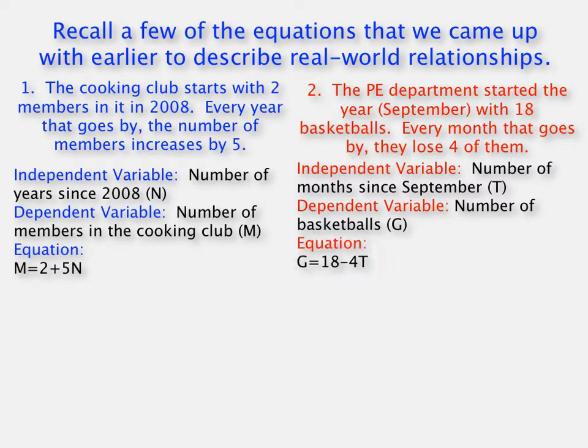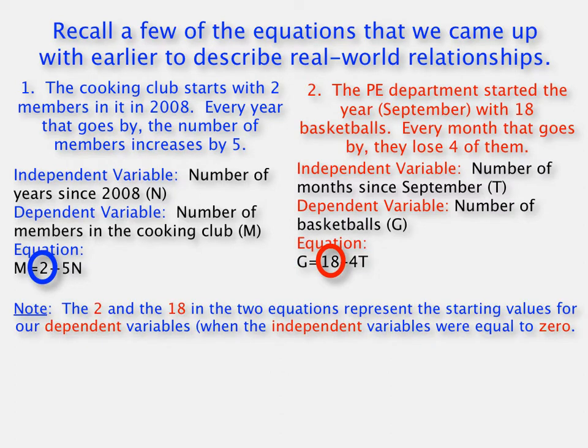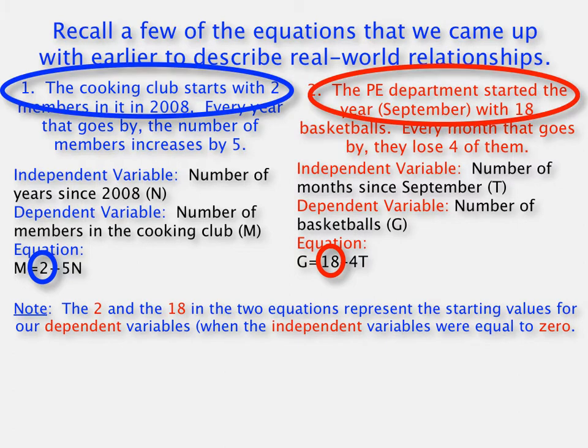Now, the 2 and the 18 in the two equations represented the starting values for our dependent variable, when the independent variable was equal to 0. So the number of members in the cooking club in 2008, when it had been 0 years since 2008, or 18 basketballs in September when it had been 0 months since September.